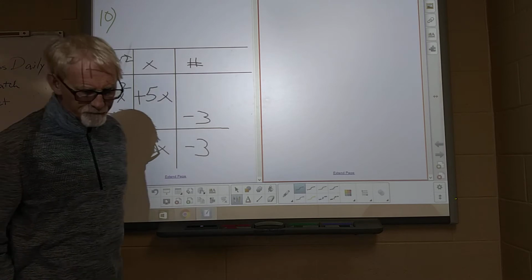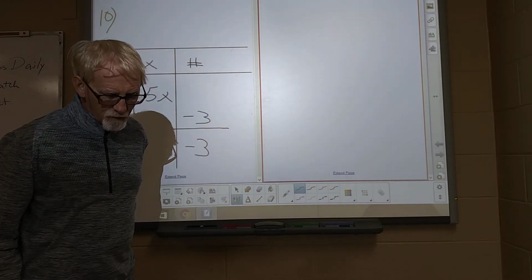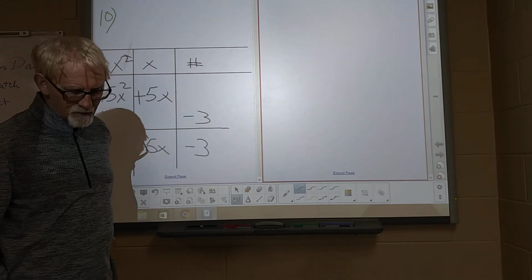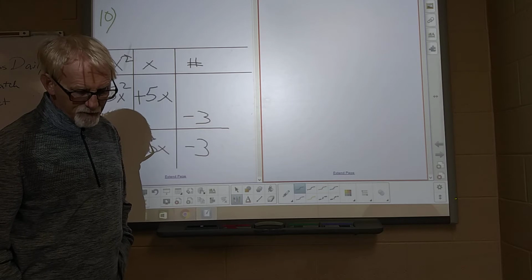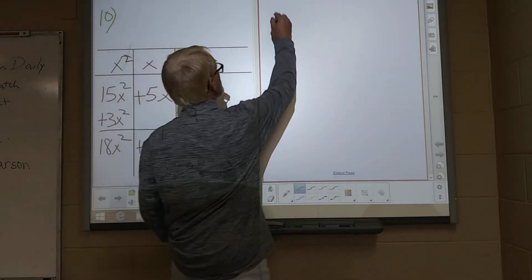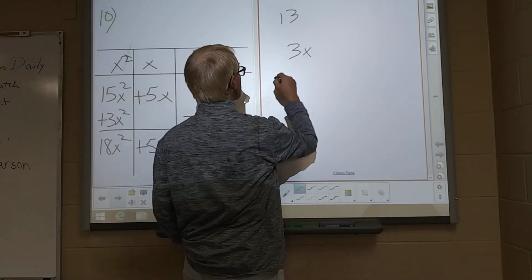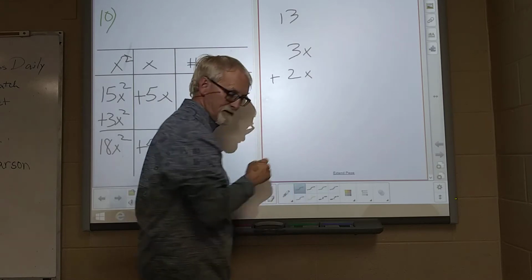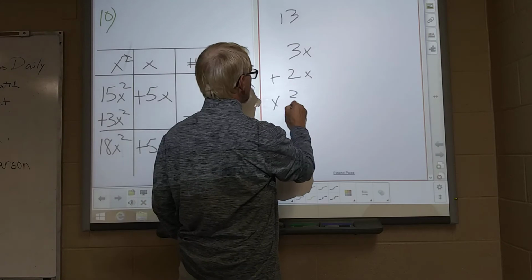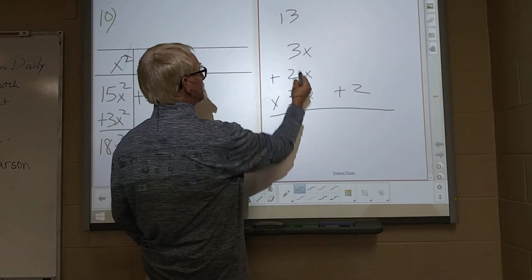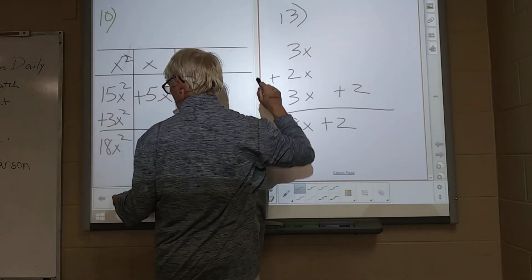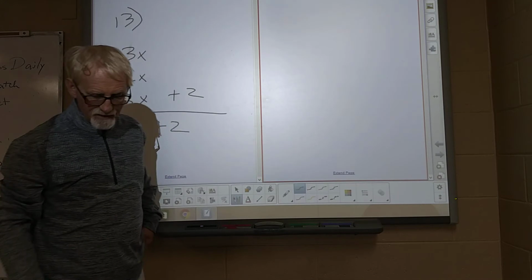Let's go on to 13. Write a polynomial expression for the perimeter of each polygon shown. So we have 3x plus 2x, and then plus 3x plus 2, plus 3x plus 2. Just add them up. 3, 6, 8x plus 2. Not too hard. I think you get it.